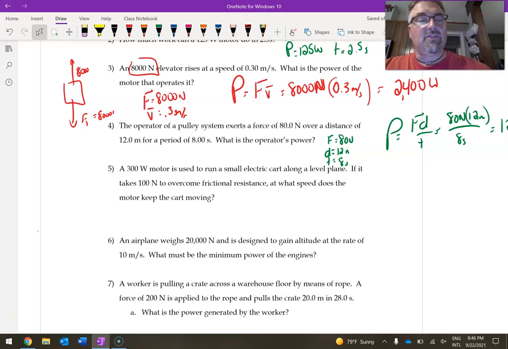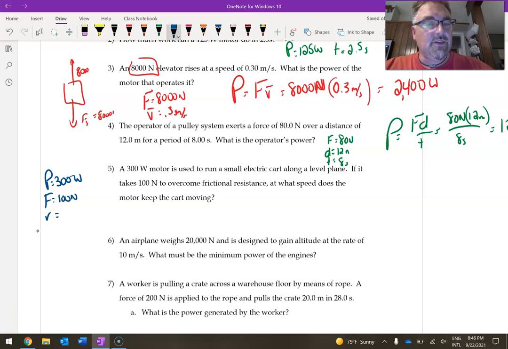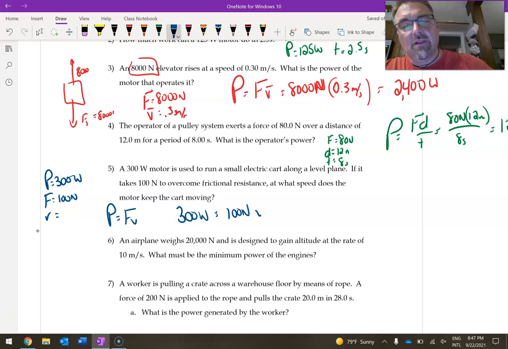Number 5, they give us the power. So I'll put this in blue just for something different. The power is equal to 300 watts. And then we know the force exerted is going to be 100 newtons. And we're looking for the speed. So it's the exact same equation we used in number 3. You know, power is equal to force times velocity, except now our power is 300 watts. The force exerted is 100 newtons. And we're looking for the average velocity. So my average velocity is going to be a whopping 3 meters per second.